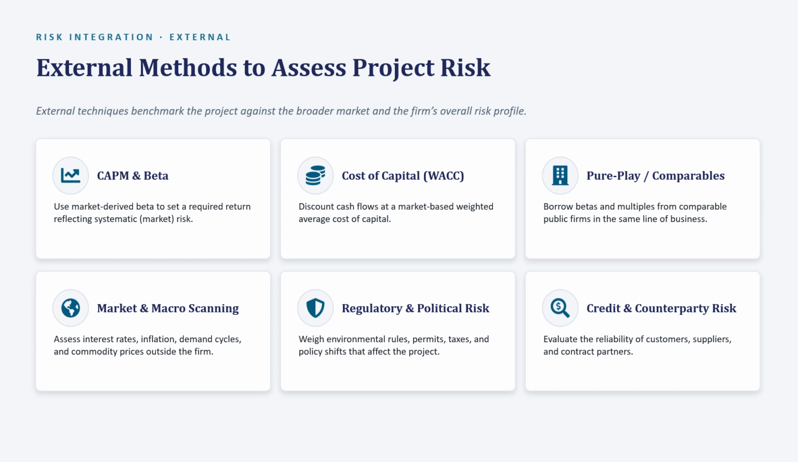Market and macro scanning: assess interest rates, inflation, demand cycles, and commodity prices outside the firm. Regulatory and political risk: weigh environmental rules, permits, taxes, and policy shifts that affect the project. Credibility and counterparty risk: evaluate the reliability of customers, suppliers, and contract partners. These methods ensure that the project risk view is aligned with external realities, not just internal spreadsheets.